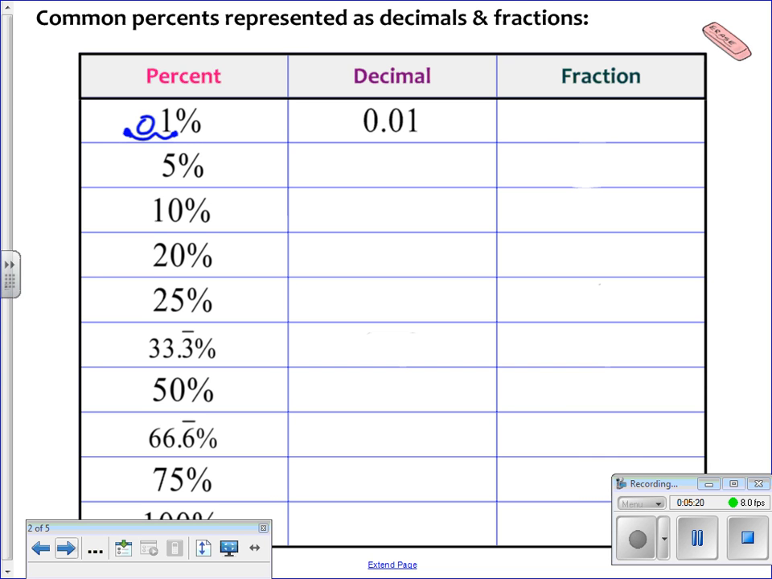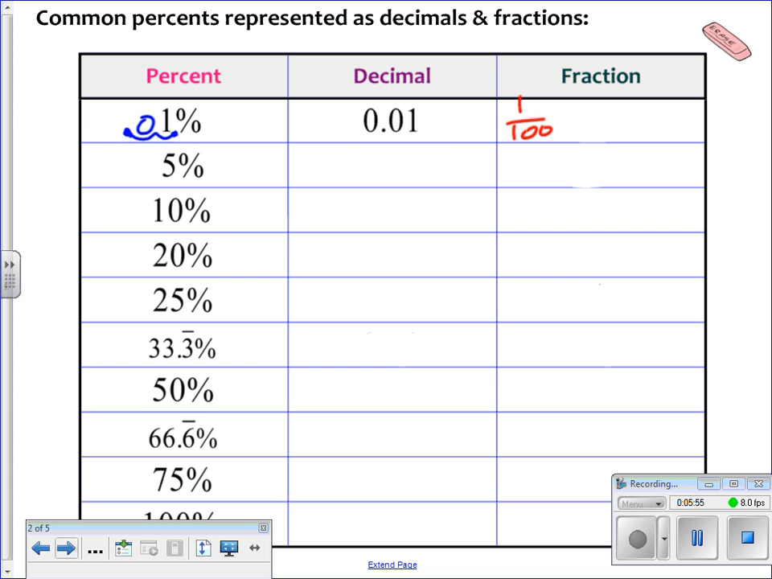Fractions, it's a little harder. For the fractions, there's 2 ways to do this. Pay attention, please, because some of this is going to be easy, some of it's going to be hard. One way is do 1 over 100, or 5 over 100, or 10 over 100, or 20 over 100, and then reduce. You must always reduce your fractions. But some of them, 25%. What fraction represents 25%? 1/4.